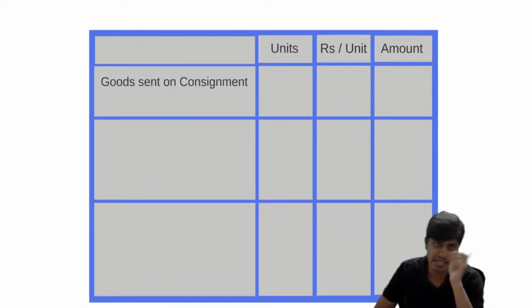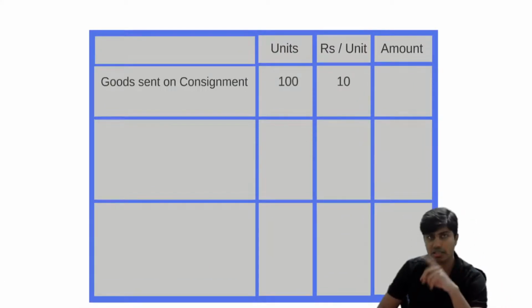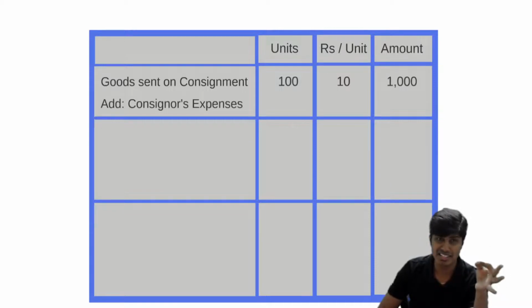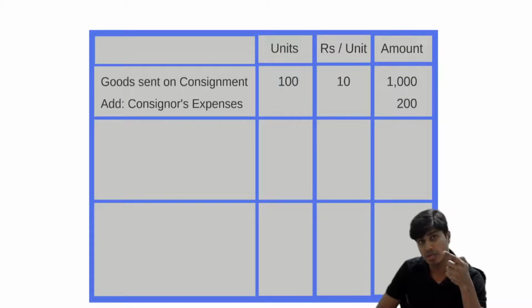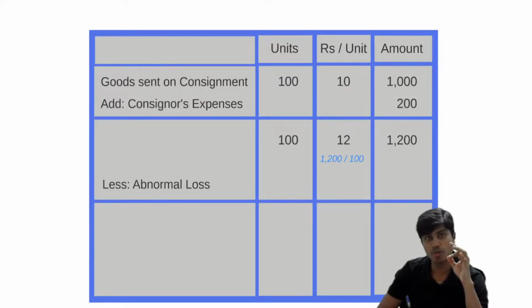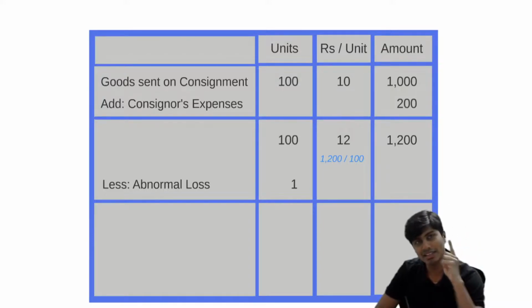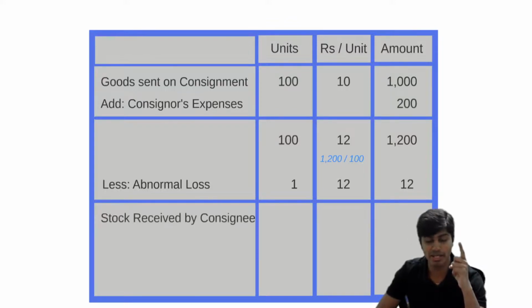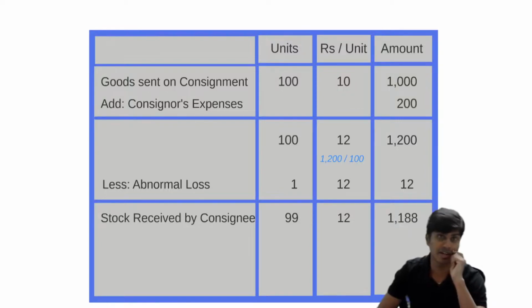We will write 100 kgs is sent at rupees 10. It is 1000 rupees. I will add consignor's expense of 200. The value will come to 1200 for 100 kgs. This is 1200 divided by 100, 12 rupees per kg. Now I am going to deduct abnormal loss. Abnormal loss is 1 kg and the rate for this 1 kg is 12 rupees. I am going to deduct 1 kg from 100, making it 99 kgs the stock received by consignee, and I'll multiply it by 12 to arrive at the amount as 1188.